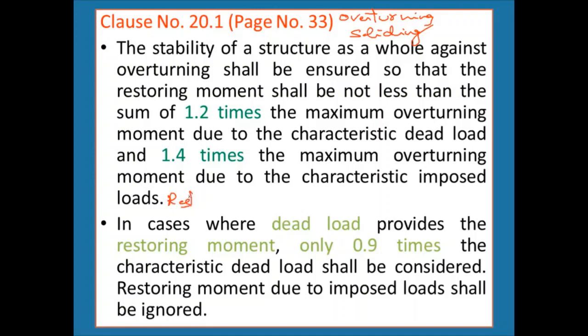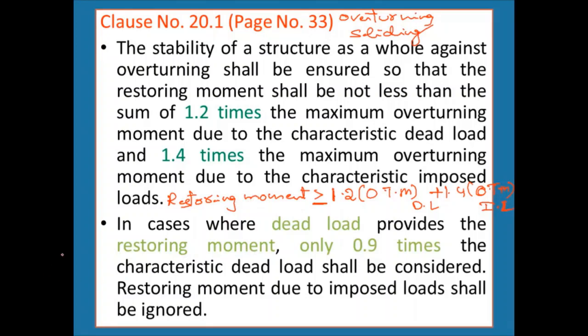Now that restoring moment, that resisting moment, should be greater than or equal to 1.2 times the maximum overturning moment due to the characteristic dead load plus 1.4 times the maximum overturning moment due to the characteristic imposed load. That means it must be greater than or equal to 1.2 times the overturning moment due to dead load plus 1.4 times the overturning moment due to imposed load. So that is the first check we have to make.